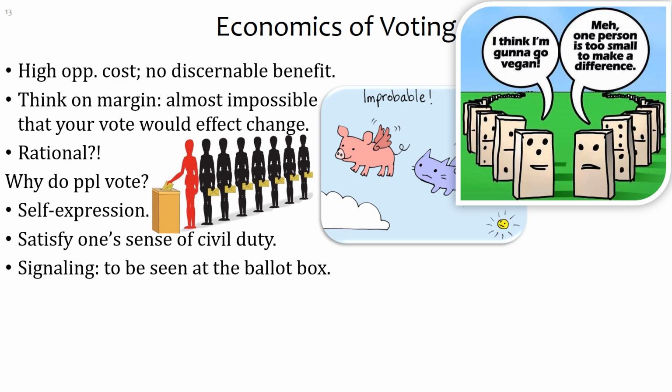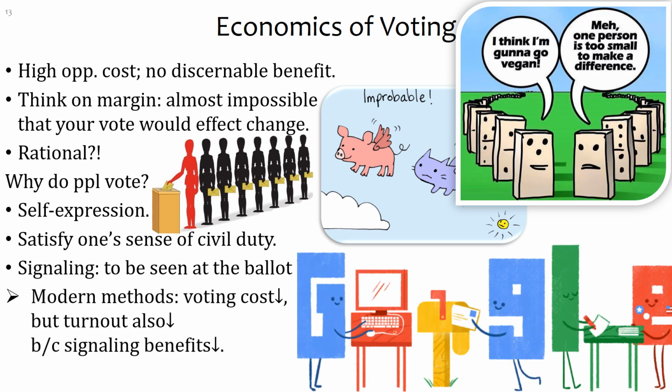And because of that, there's actually been a study in Switzerland with very interesting results: the modern methods of voting, which you can vote online or from home or through mail, where you don't actually physically go there to be seen, reduce the cost, so that's good, but the turnout has also gone down because of them. Why? Because of the signaling benefits going down. You can't really have that signal when you vote from home, when you vote on a computer online, and that's why in the study in Switzerland, people voted less than before. So that's kind of interesting.